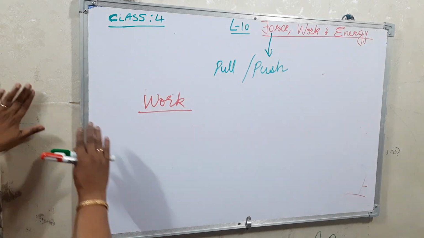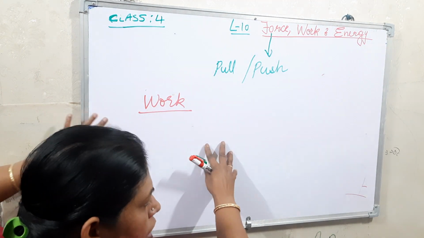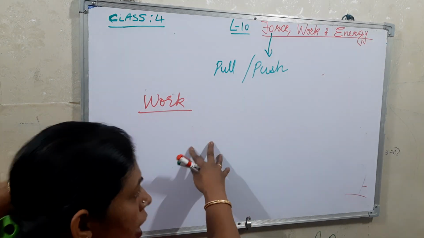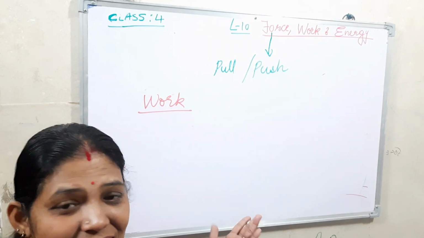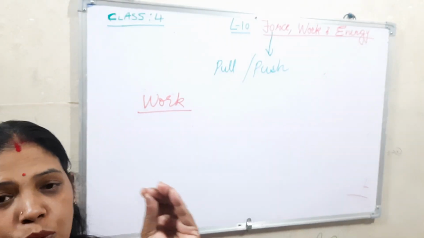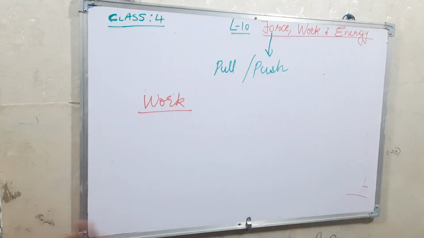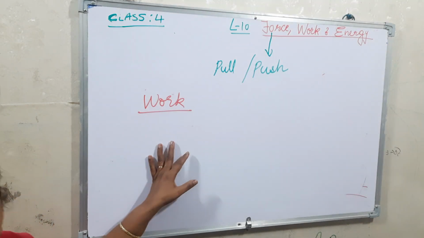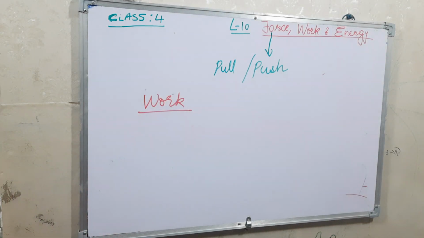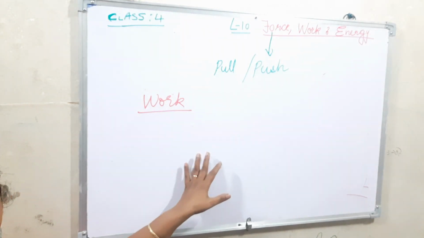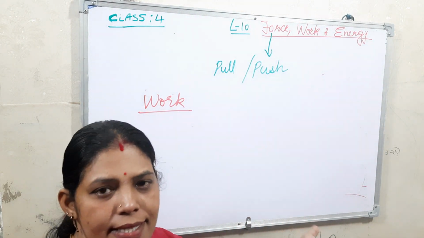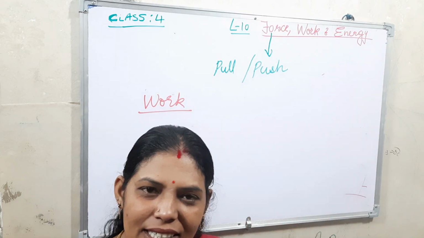If I am pushing this wall or blackboard, even if you apply too much force, its position is not changing. So you can't say that you have done the work. So tell me children, when can you say that you have done the work? The work is said to be done when you apply a force and that time the object moves its position. If it changes its position from here to here, or from one place to another place, then we can say that we have done the work.